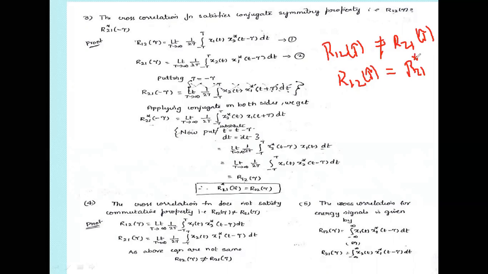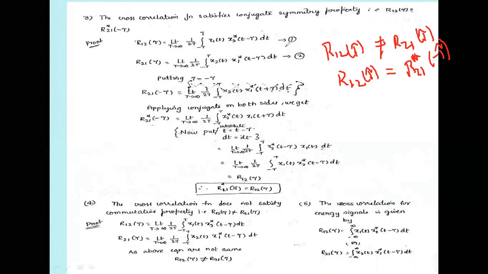Then the third property: the cross correlation function satisfies conjugate symmetry. R12 of tau is equal to R21 conjugate of minus tau. It does not obey the commutative property. We are saying R12 of tau is not equal to R21 of tau. But it is equal when R12 of tau is equal to R21 conjugate with minus tau. So see here, I'm taking the periodic signals, limit T tends to infinity, 1 by T, integral from minus T by 2 to T by 2, X of t and X conjugate of t minus tau.